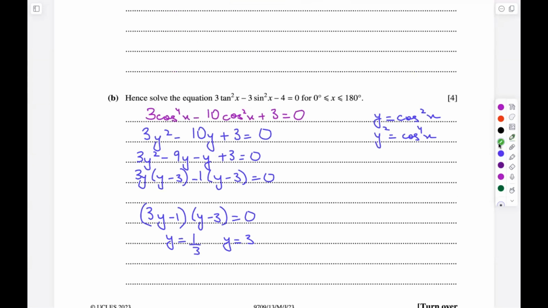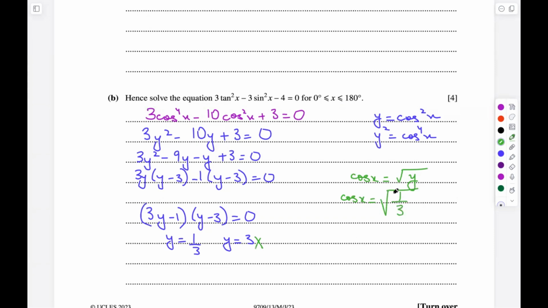Now, as the substitution was y equals cos squared x, cos x will be equal to the square root of y. As one of the values of y is 3, and the square root of 3 is more than 1, cos inverse of a value greater than 1 is not possible. Cos inverse of 1 is possible, but anything greater than 1 is not possible. So we'll not be taking y equals 3. So we'll take cos x equals the square root of 1 upon 3.